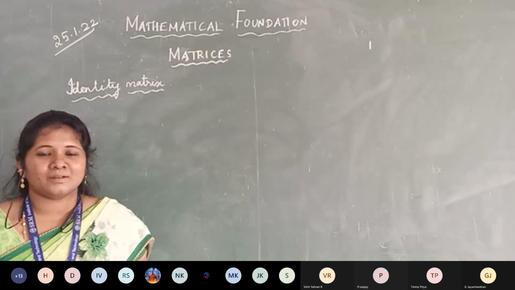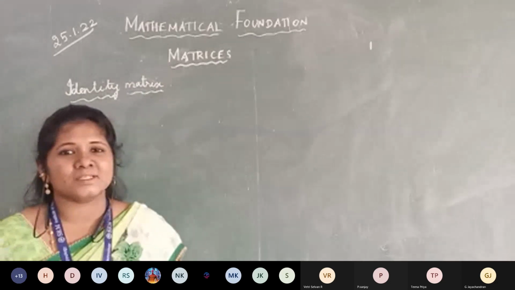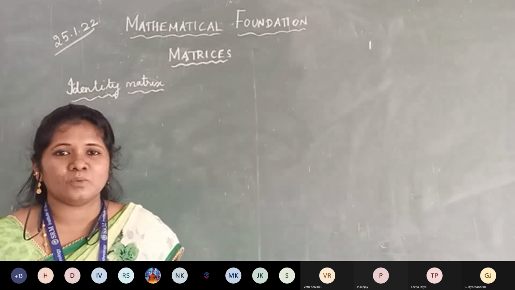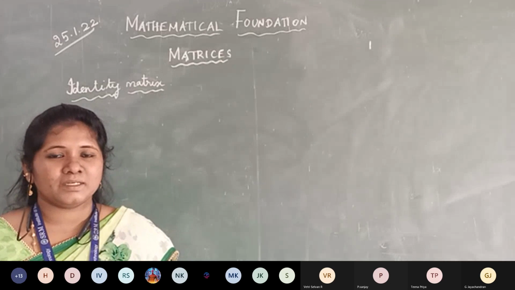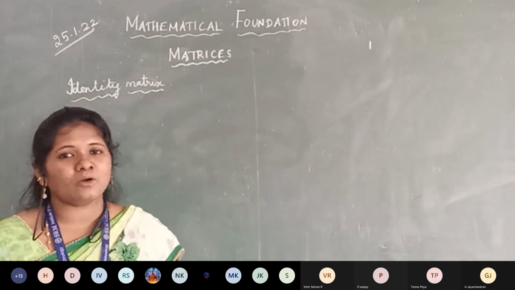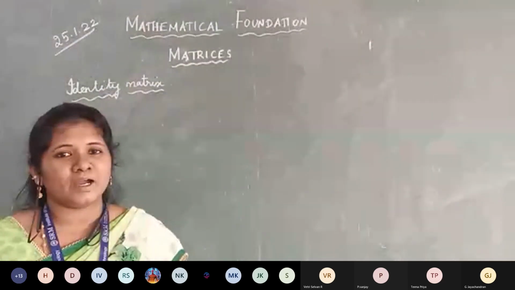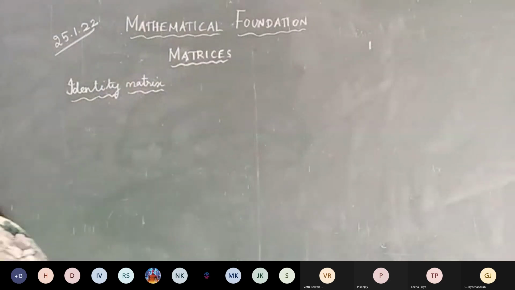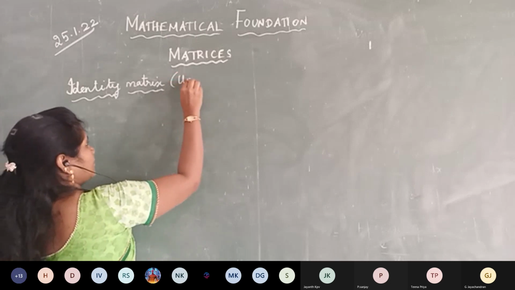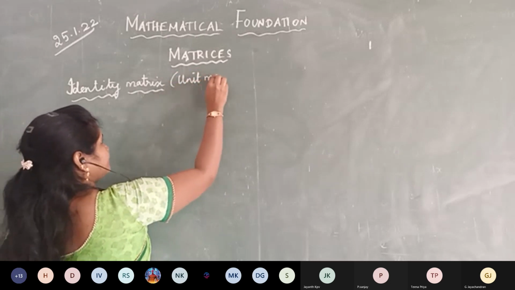So your identity matrix is also a square matrix in which the diagonal elements will be 1. Okay, it has to be 1, and all other terms except your diagonal elements, if they are 0, then it is called your identity matrix. Okay, so write your definition. This identity matrix is also called as your unit matrix.